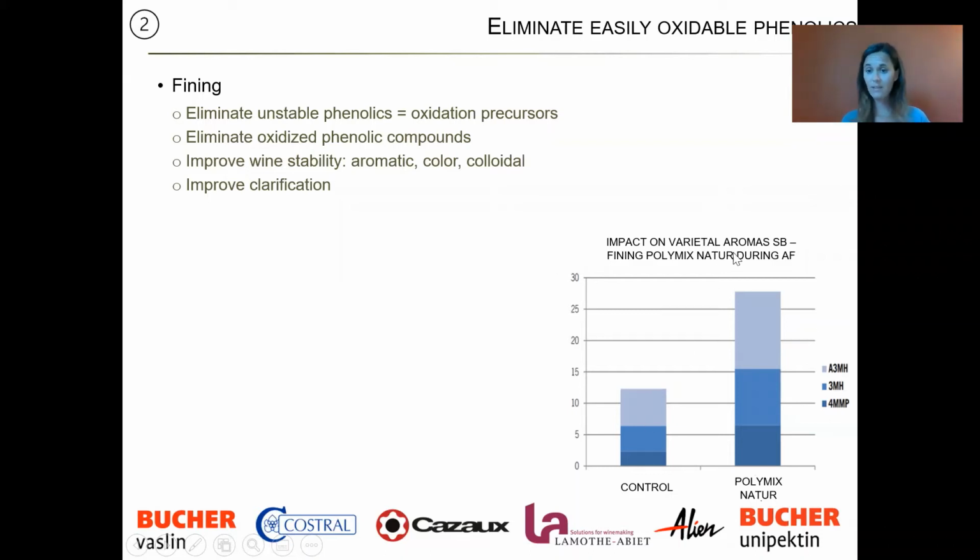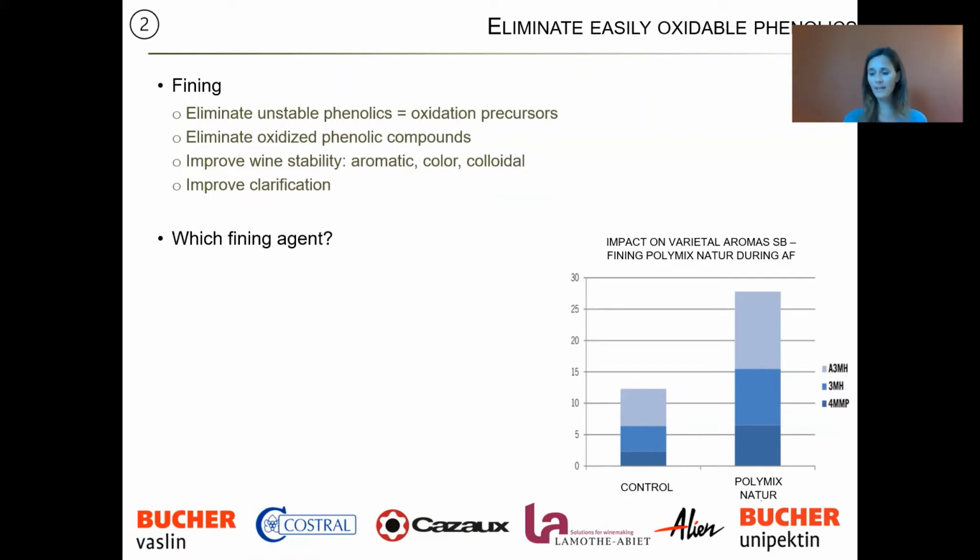You can see in the graph here that we're comparing the control with a wine that has been fined during fermentation with Polymix Nature. And basically the wine during aging shows much more aromas when it has been fined during fermentation. Not because we produce more aromas, not because we added aromas, but because we actually protected the aromas that we have been producing.